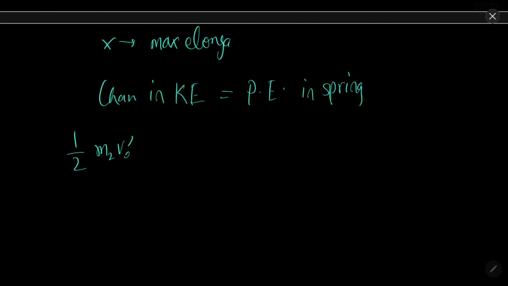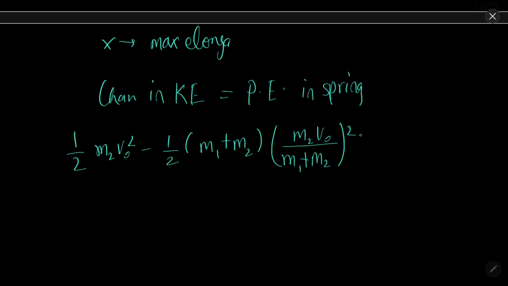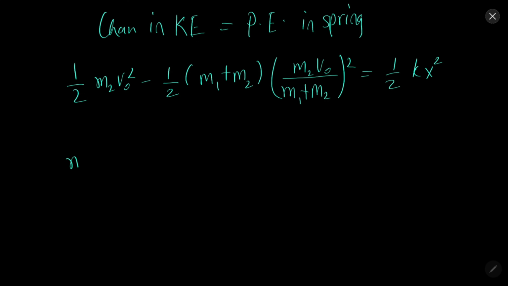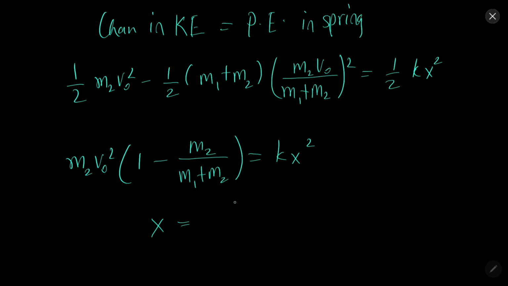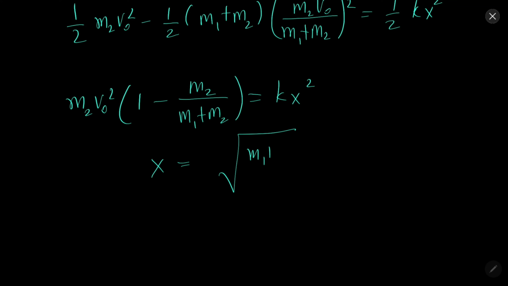half m2 v0 square minus half (m1 plus m2) times (m2 v0 over m1 plus m2) whole square equal to half k x square. m2 v0 square times (1 minus m2 over m1 plus m2) equal to k x square. So from here x will be root of m1 m2 over (m1 plus m2) into v0.